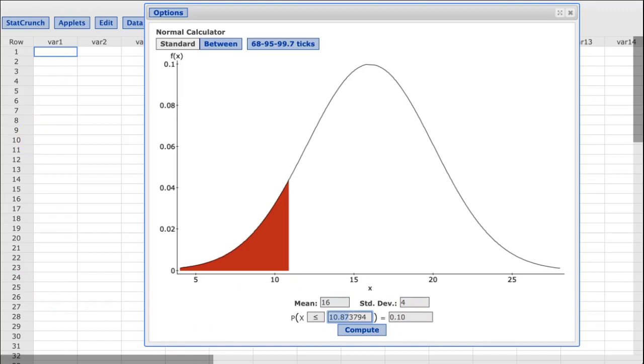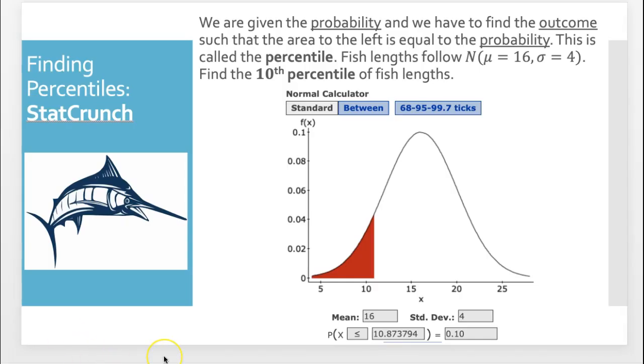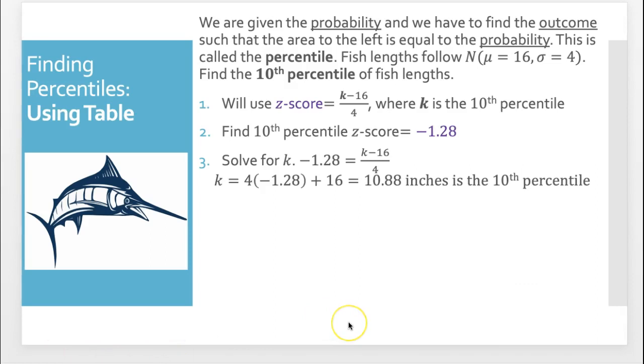Okay, so as far as using the table, if we're using the table to find the percentile, we're still going to use the z-score. But the thing is, I don't know what k is. I don't know what this amount is. This k is the 10th percentile, but I know I can set my z-score equal to the 10th percentile, and of course I subtract the mean divided by standard deviation. Remember, this is just the equation of the z-score.